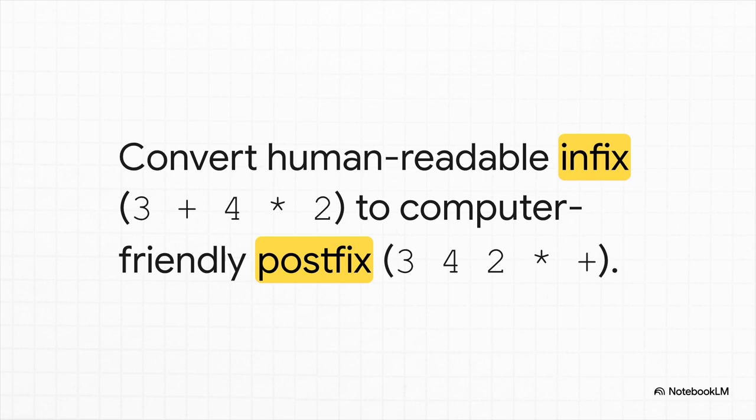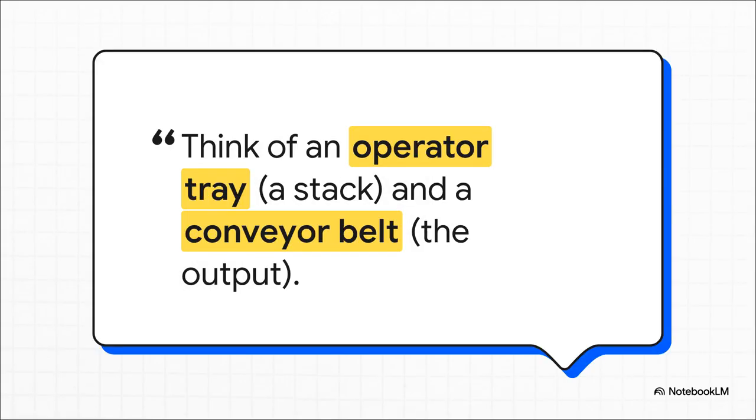You might also hear it called reverse Polish notation. Postfix is awesome for computers because there are no parentheses and the order is completely clear. You just read from left to right. I think the absolute best way to visualize this is with a simple analogy. Just picture you have two things, an operator tray right beside you, that's our stack, where you can hold on to operators for a little bit, and then there's a conveyor belt moving in front of you. That's where our final output is going to go.